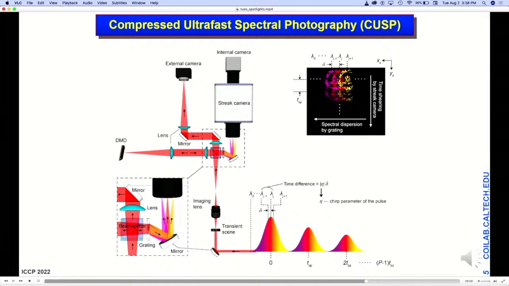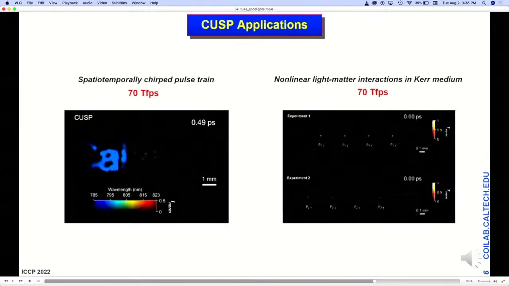CUP's imaging speed is fundamentally limited by the shearing speed of the streak camera. An advanced version called CUSP overcomes the limitation and achieves 70 trillion frames per second by introducing temporal encoding in wavelengths in a chirped optical pulse. We applied CUSP to image a complex spatiotemporally chirped pulse train and study nonlinear light-matter interactions in a femtosecond timescale.